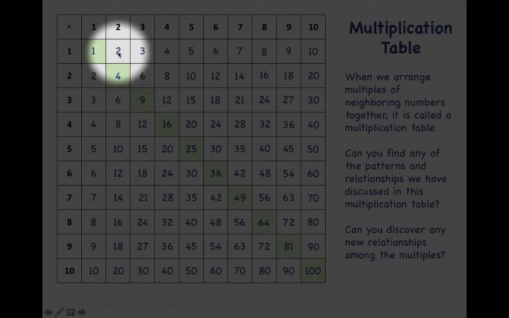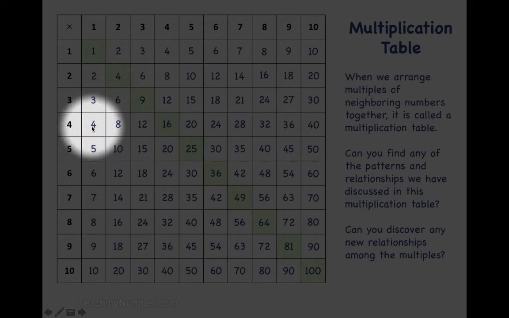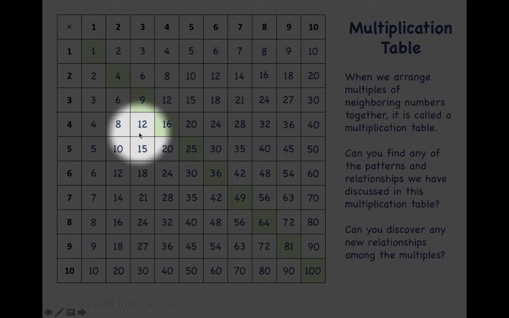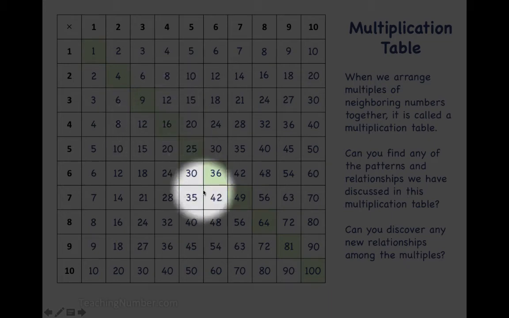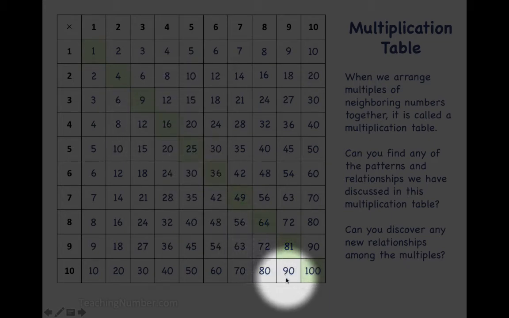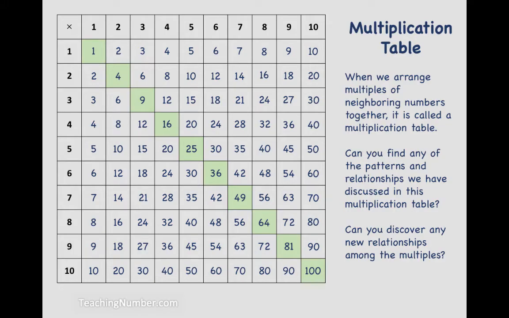2, 2, 3, 3, 6, 6, 4, 4, 8, 8, 12, 12, and so on down to 90, 90. Pause the video to take a closer look at the symmetry of the multiplication table and see if you can discover any new patterns.